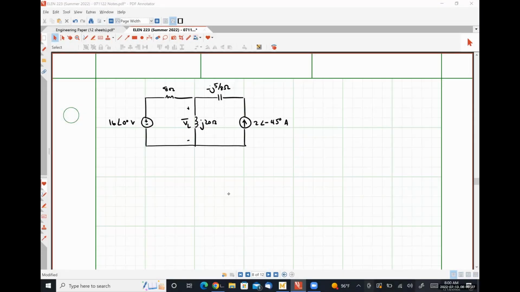All right, so today we're going to look at this problem that we were working on Monday's class meeting. A couple of more different ways just to illustrate the different types of techniques that we can apply in the frequency domain.